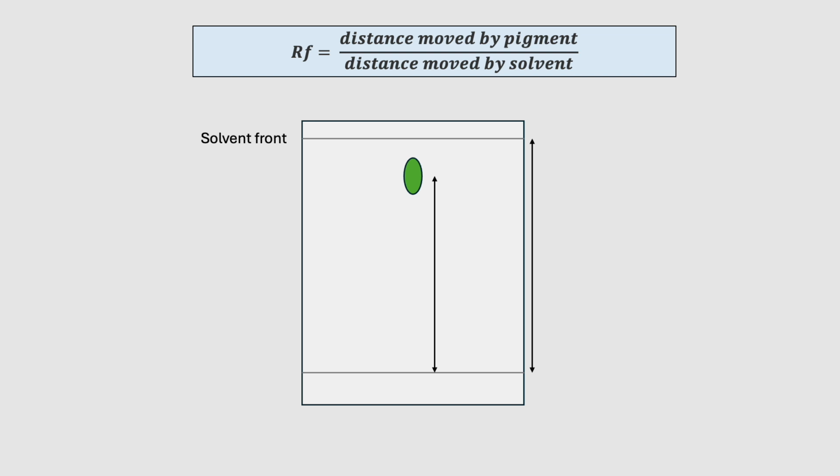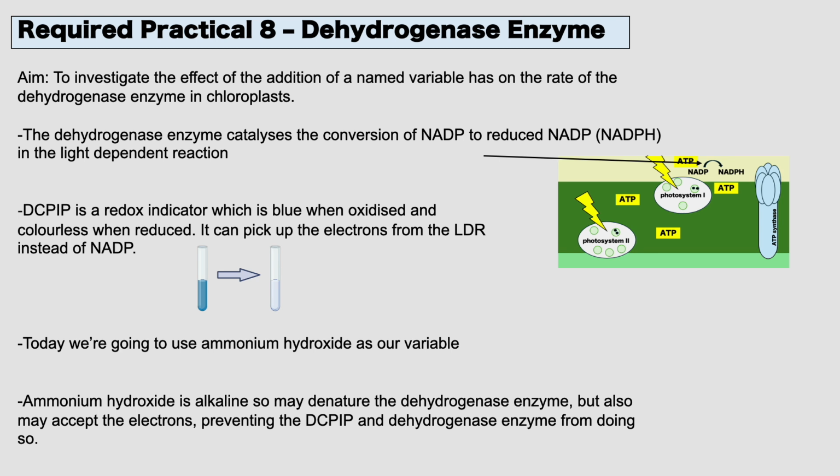Okay, now moving on to required practical 8. So the aim of this investigation is to investigate the effect of the addition of a named variable on the rate of the dehydrogenase enzymes in chloroplasts. The dehydrogenase enzymes catalyze the conversion of NADP to reduced NADP, also known as NADPH, and in this experiment we'll be using DCPIP, which is a redox indicator, which is blue when oxidized and colourless when reduced. It can pick up the electrons from the light-dependent reaction instead of NADP.